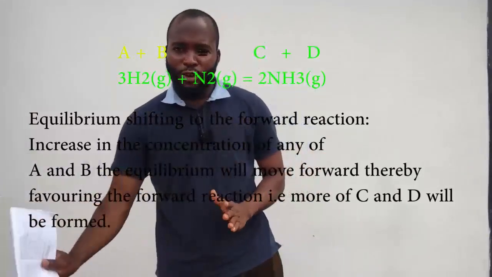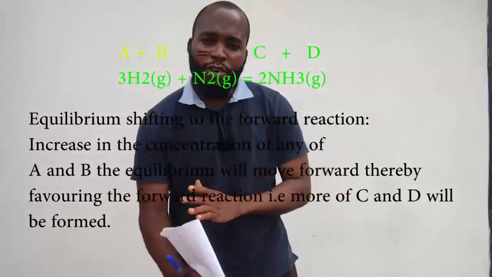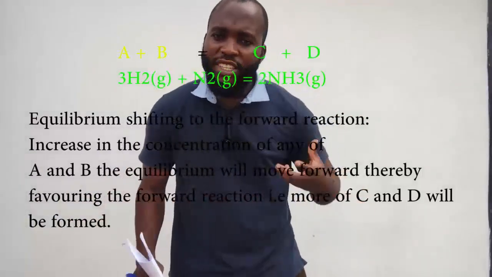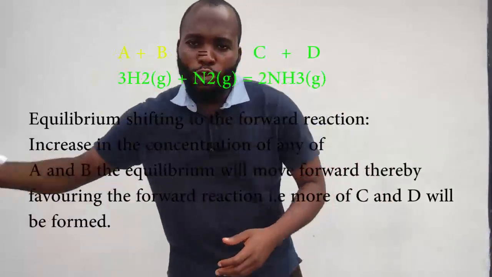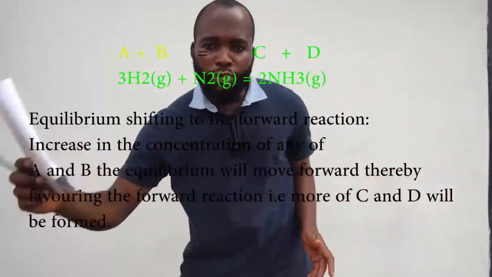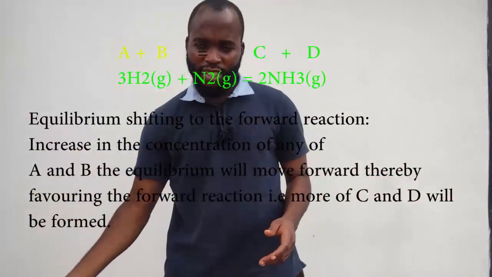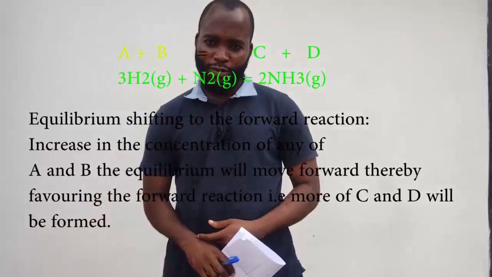To the right, which means forward reaction will be favored, because the more you increase the reactant, the more product will be formed. So the equilibrium will be shifting to the right side of the equation.